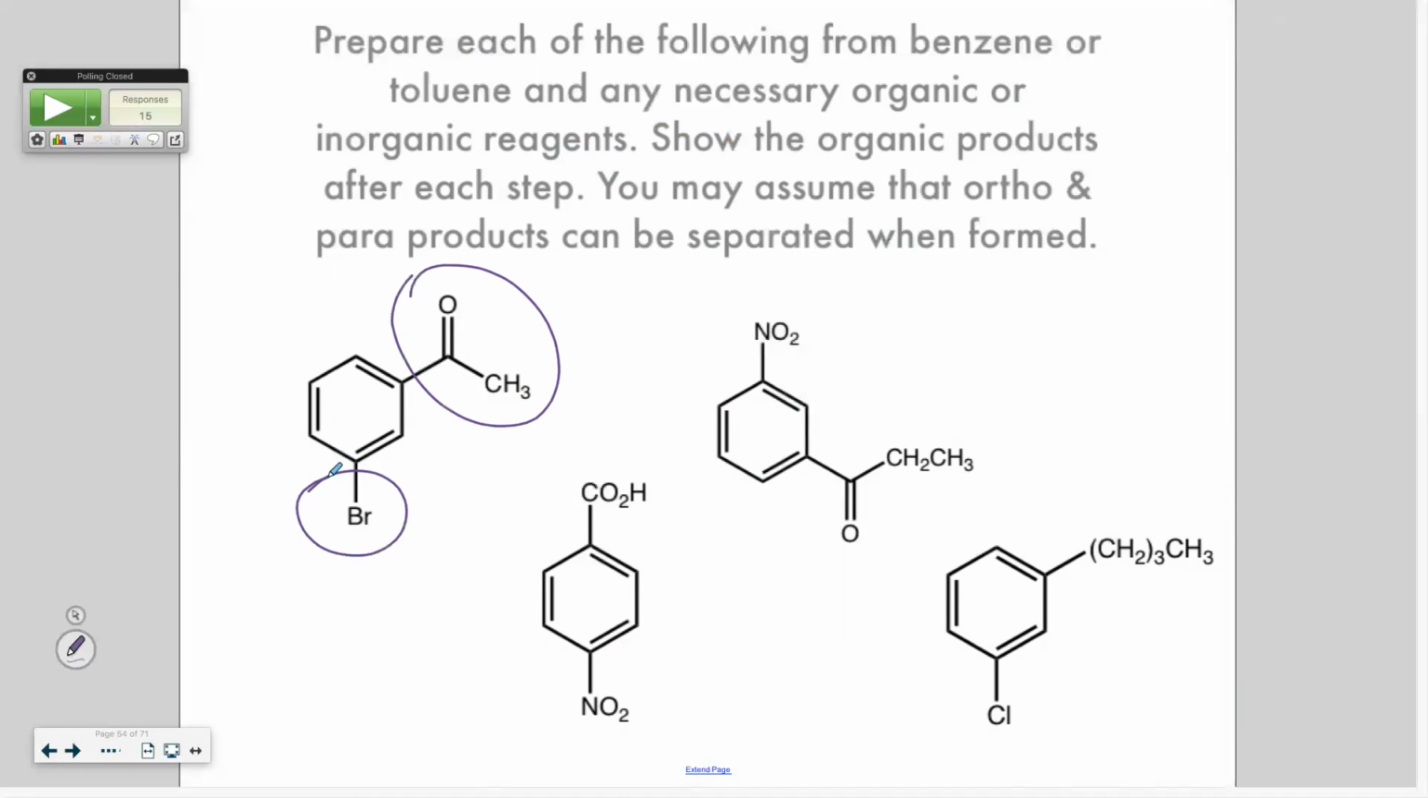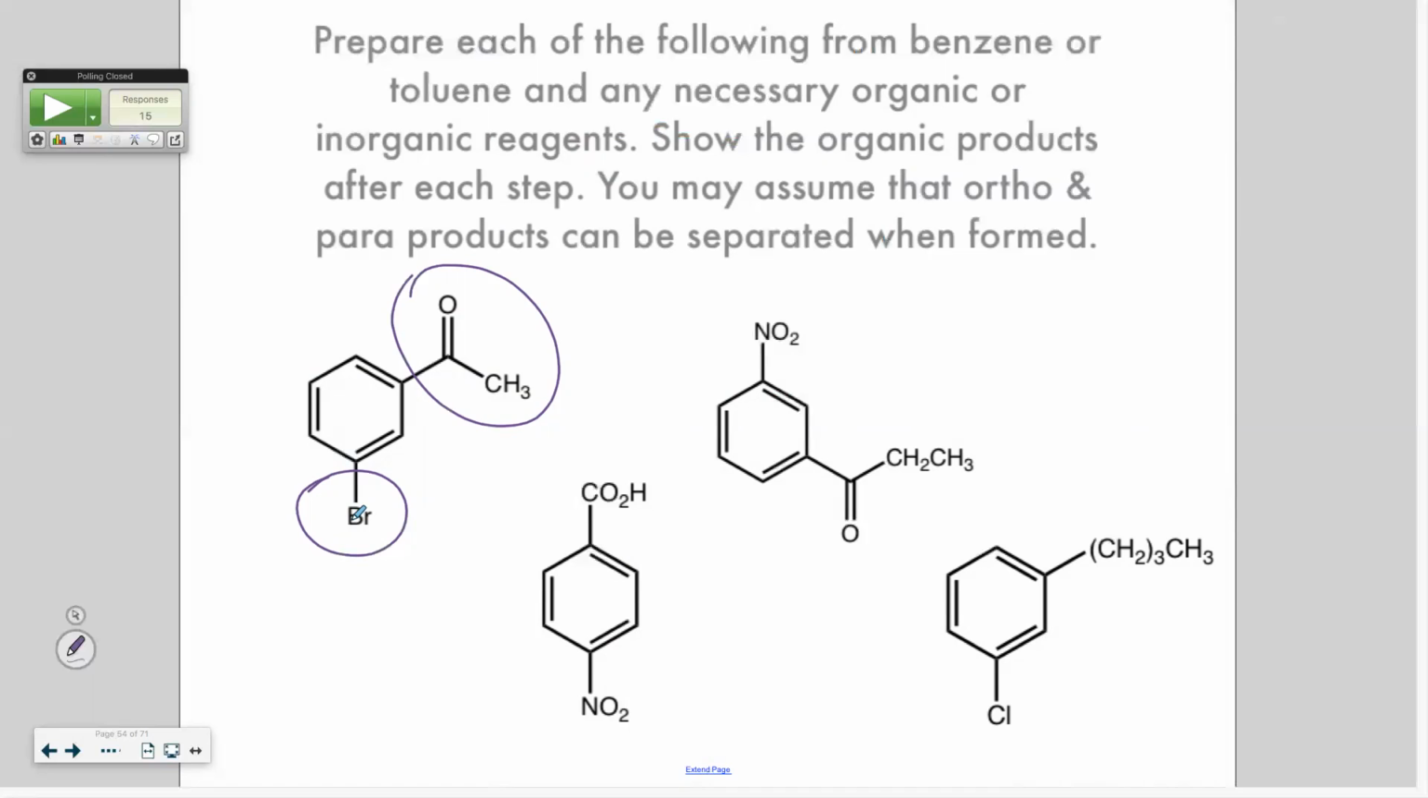Okay, what can you tell me about this group? Do you know how to put it on? Use a Friedel-Crafts acylation. And do you know how to put this group on? Bromine, and you have to have a Lewis acid catalyst, so don't forget your Fe or FeBr3. When you put Fe in bromine, remember it makes FeBr3 in situ. It's the same thing.